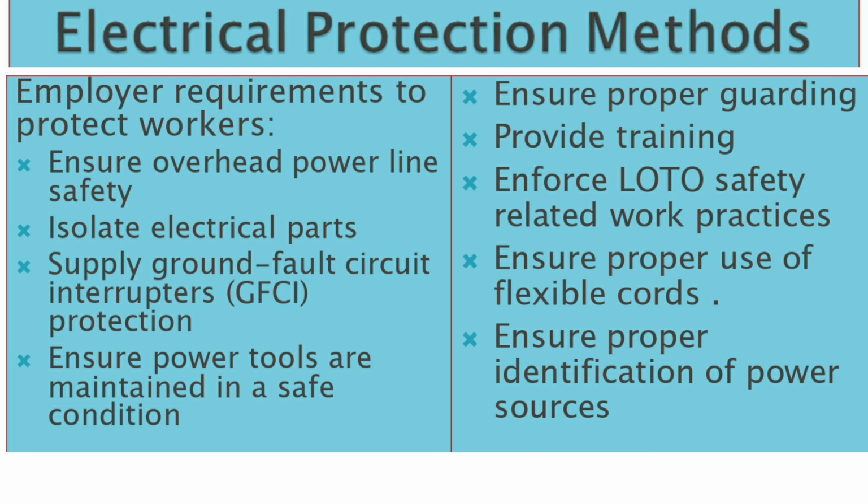Employer requirements to protect workers. Ensure overhead power line safety. Isolate electrical parts. Supply ground fault circuit interrupters, GFCI, protection. Ensure power tools are maintained in a safe condition. Ensure proper guarding. Provide training.